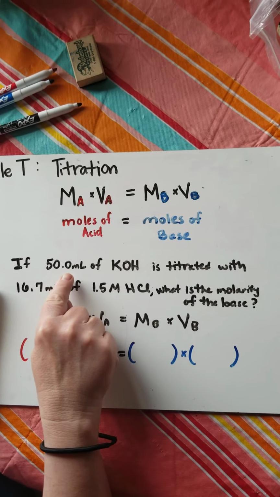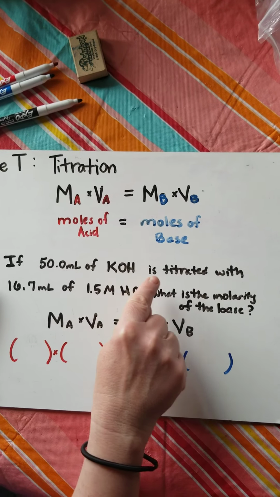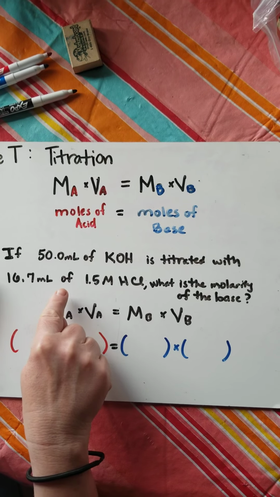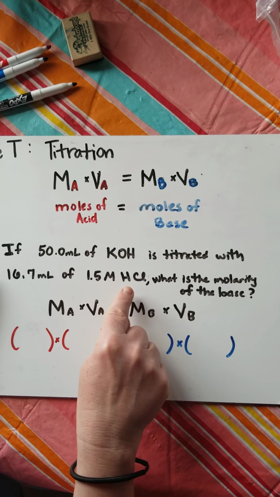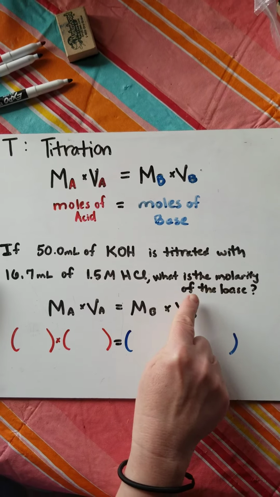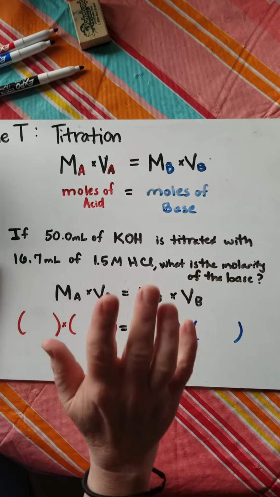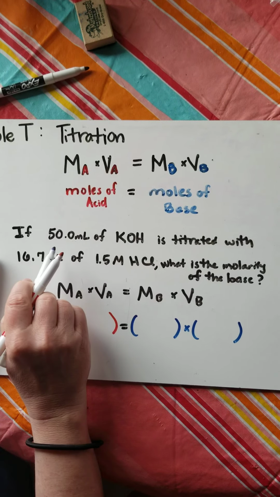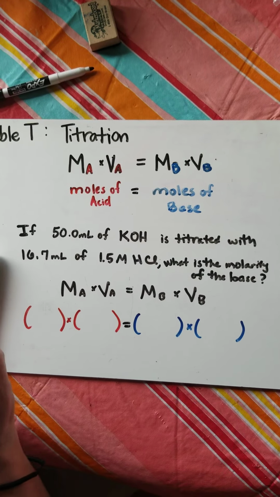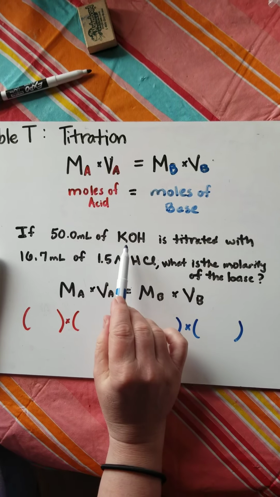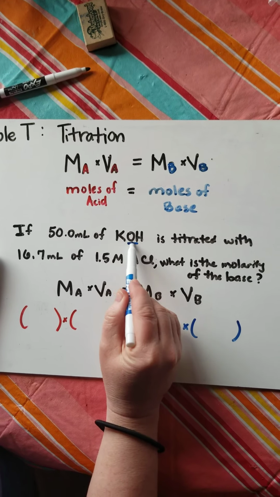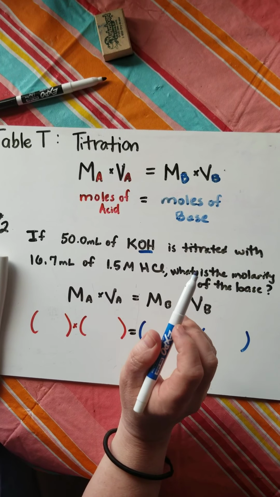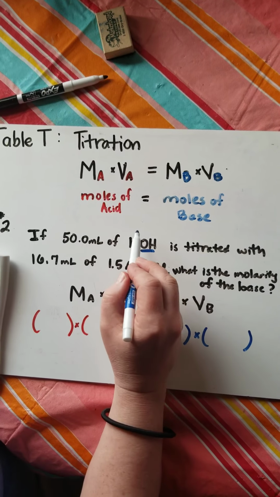If 50 milliliters of KOH is titrated with 16.7 milliliters of 1.5 molar HCl, what is the molarity of the base? Seems like a lot. Let's get our system out. If 50 milliliters of KOH, so let's look at KOH. KOH ends in OH. This is a base. And if you want to double check, always look at your tables. Table L. This is a base.